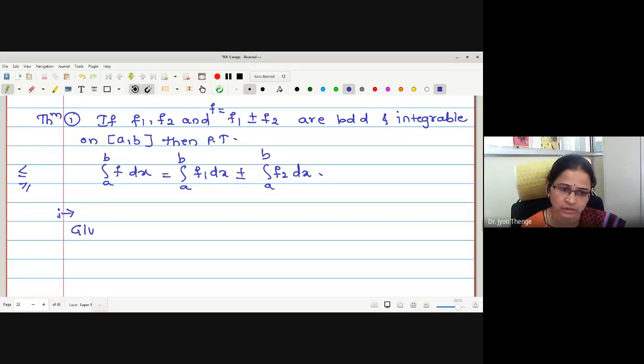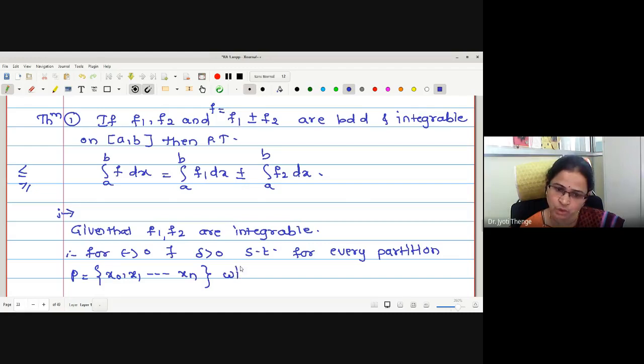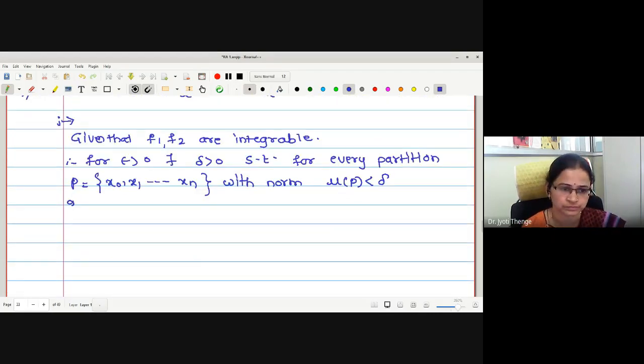Given that f1, f2 are integrable, therefore, for epsilon greater than 0, there exists delta greater than 0 such that for every partition P, let me write the partition x0, x1 to xn, with norm of P less than delta, and for every choice of points ti in delta xi, we have.